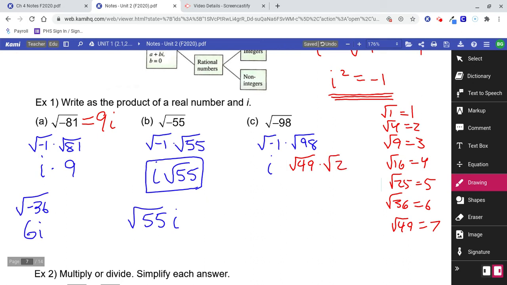I do that because I know the square root of 49 is 7. And so if you put all of your parts together, you've got a 7, you've got an i, and you've got the square root of 2. That's your simplified answer. It's a very common type of problem. Make sure you can break that down in that way.